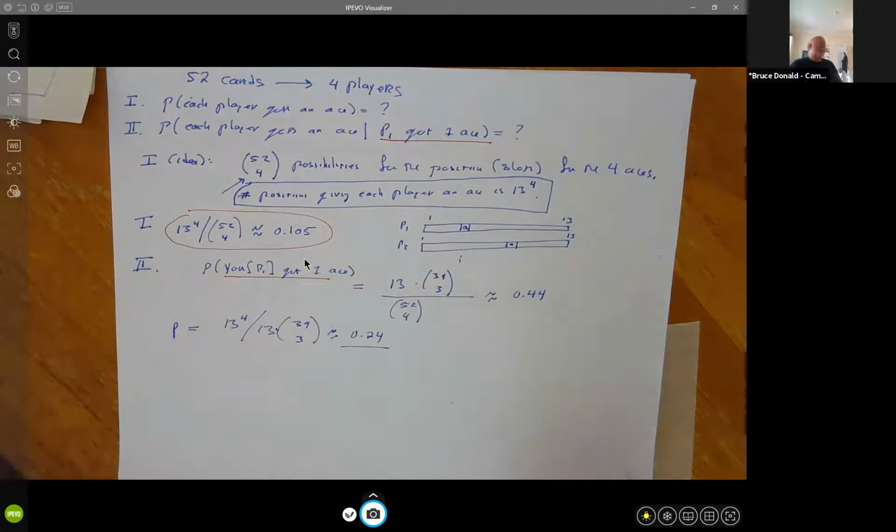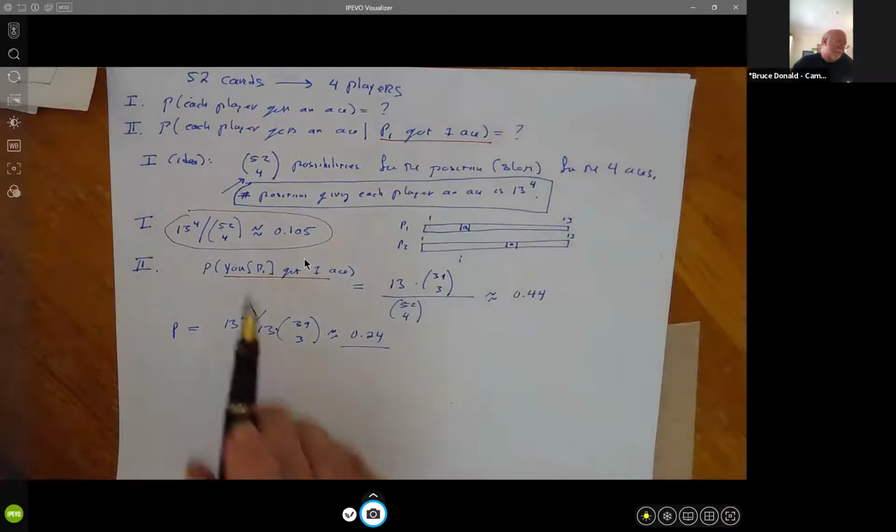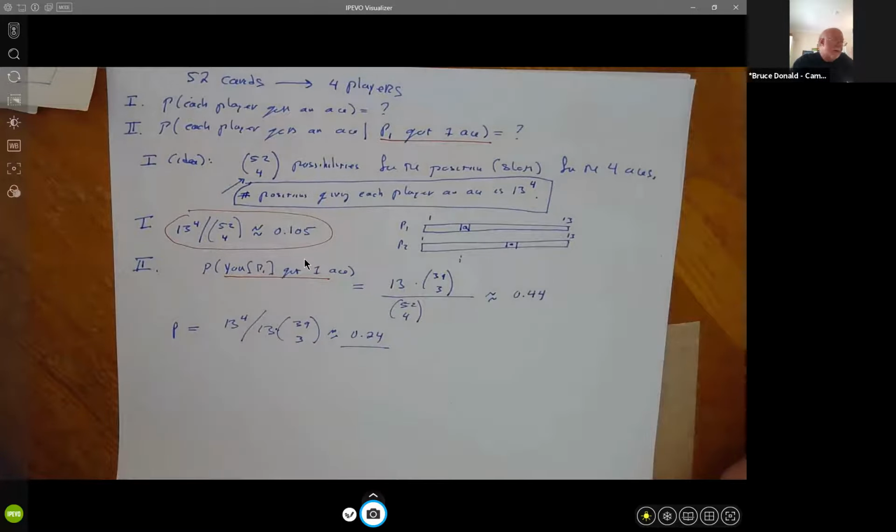So this is an interesting situation where we have the probabilities evolving based on information. When we don't know anything about who gets an ace, the probability that each player gets an ace is about 10%, 10.5%. But if you, player 1, know that you have an ace, then the probability that each player gets exactly 1 ace goes up to 0.24, and we can calculate that probability. Again, given that we've shuffled the deck accurately. Okay.